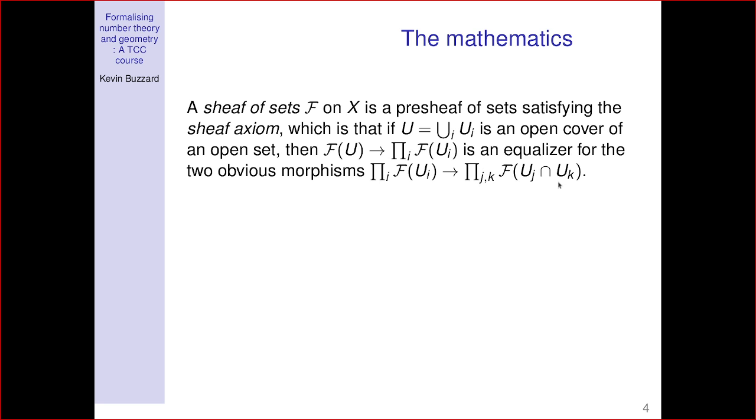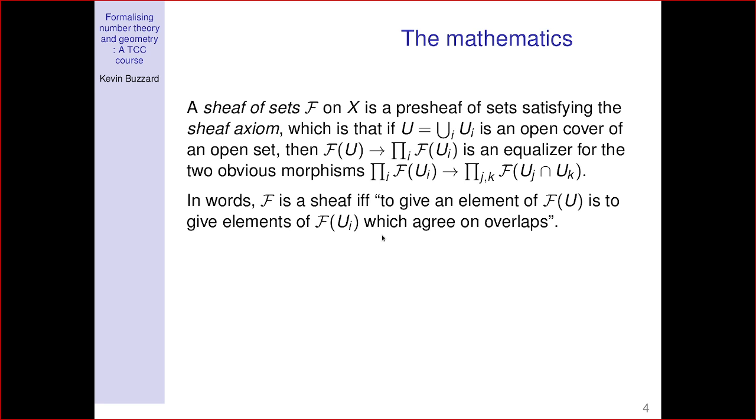So anyway, there are two maps from the product over I of F of UI to the product over J and K of F of UJ intersect UK. One of them uses the fact that UJ intersect UK is a subset of UJ, and the other uses the fact that UJ intersect UK is a subset of UK. So that gives you two maps, and the idea is that the elements of this product which become equal under those two maps, you apply those two maps, and if the answers you get are equal, then it should be in the image of F of U. So that's what an equalizer is.